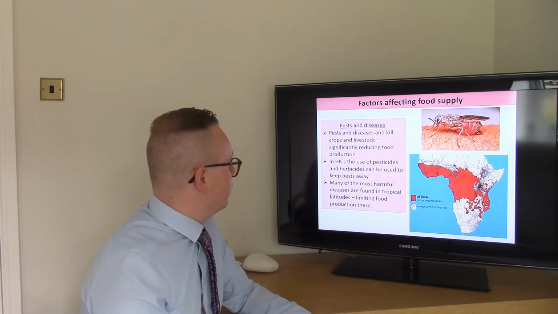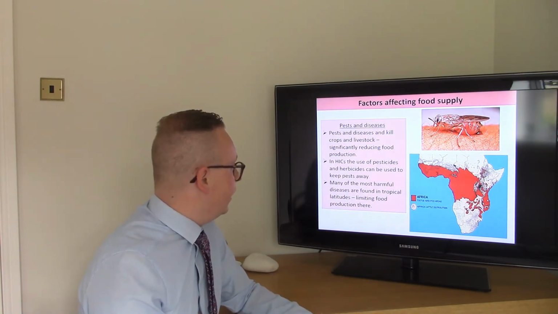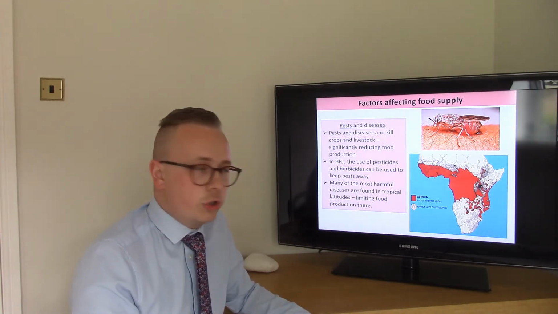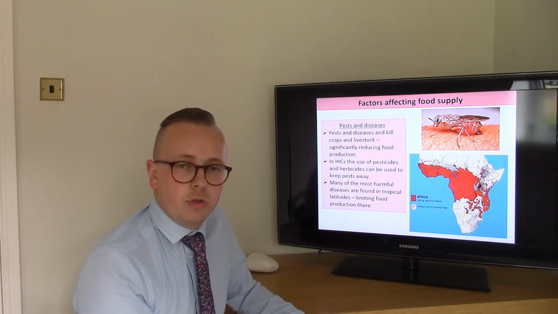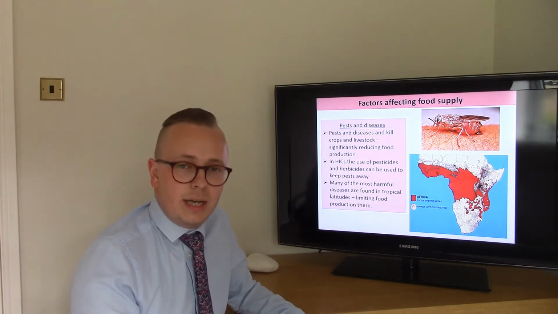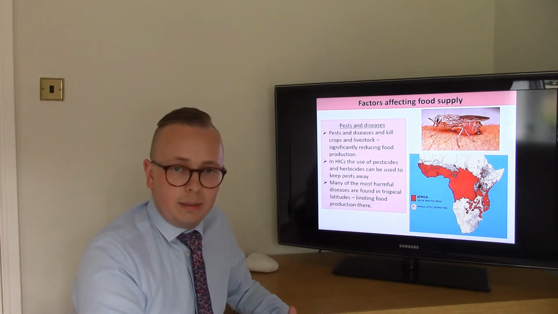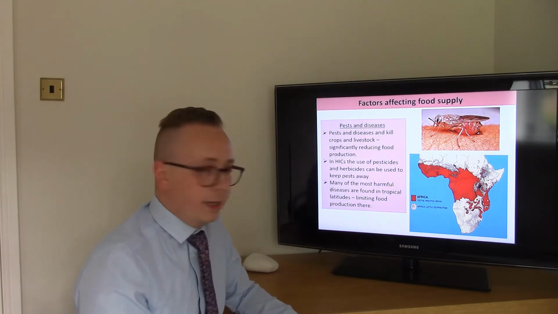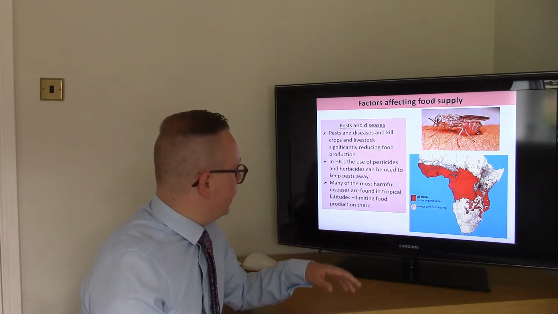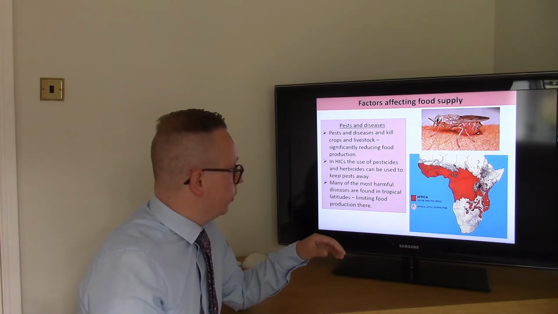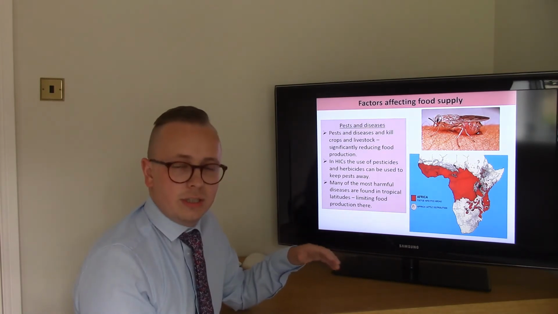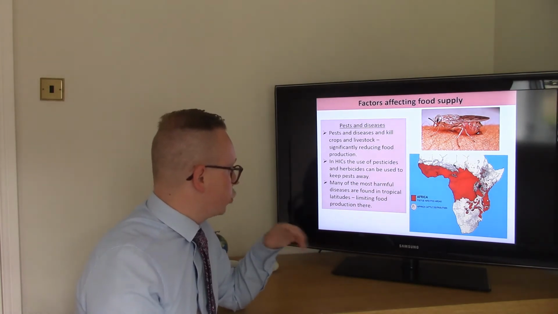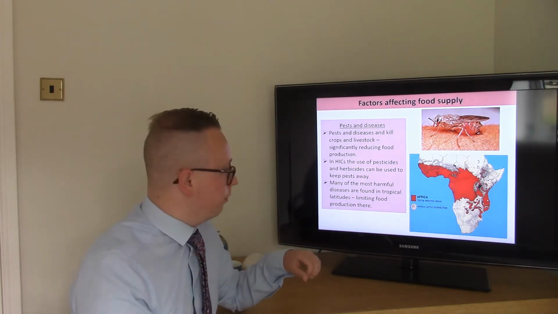Another factor is pests and diseases. Pests and diseases can kill crops and livestock, which of course significantly reduces your food production. Now, in high-income countries, using chemical pesticides and herbicides, they can be managed and killed off in order to allow a good growth of crops and livestock. Whereas in poor countries that can't afford these, we see high levels of pests and diseases damaging crops and livestock. And many of the most harmful diseases are found in the tropical latitudes, which of course limits food production there.